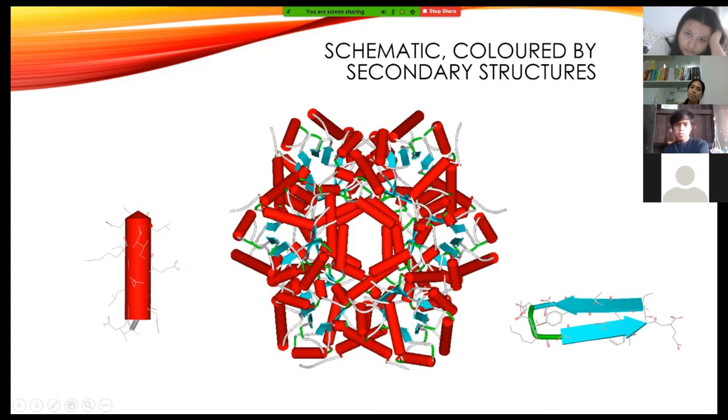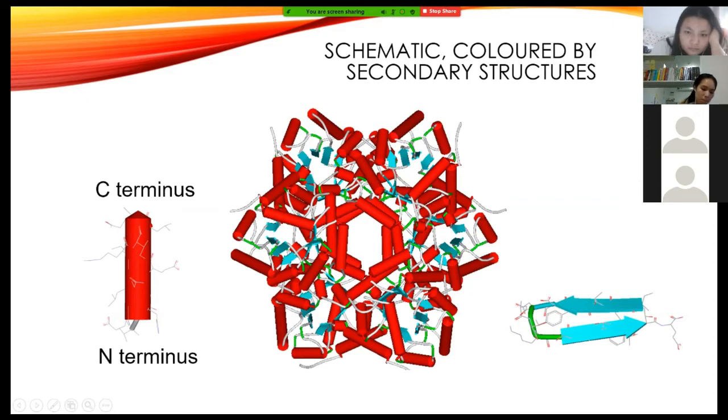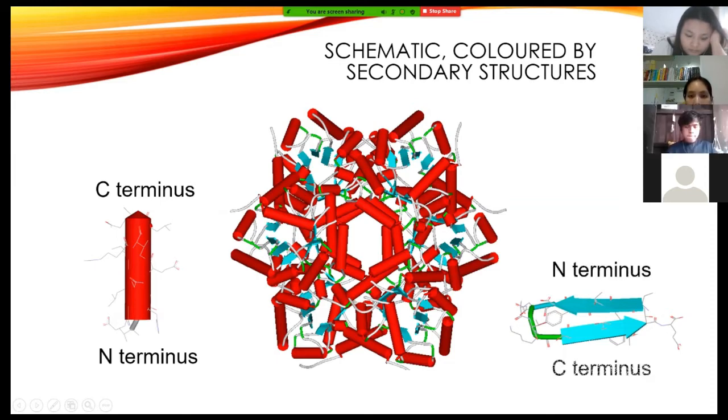The schematic representation is used when you want to see the direction of the main chain, where it's coming from. So this is the rocket shape. From N terminus to C terminus, you can see the rocket. This one represents the alpha helix, but it is drawn as a rocket altogether. And this one is in arrows. So this one goes from N terminus to C terminus.